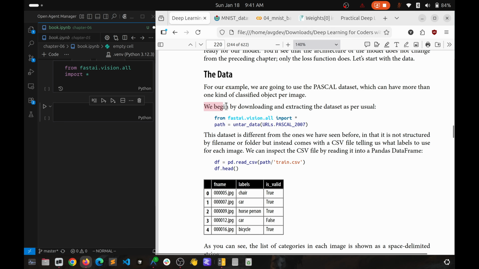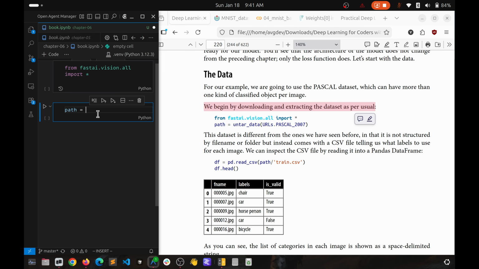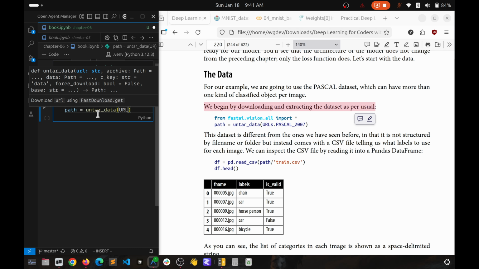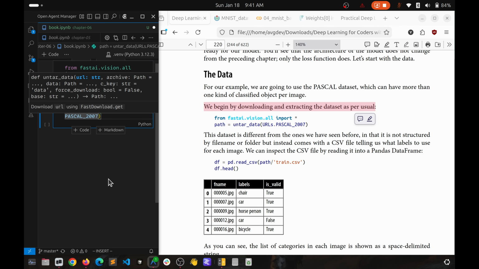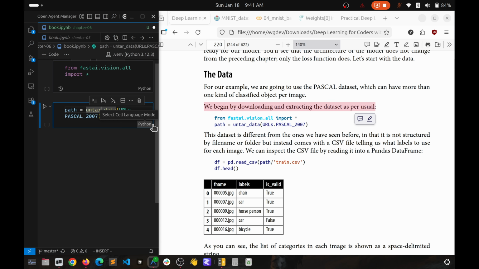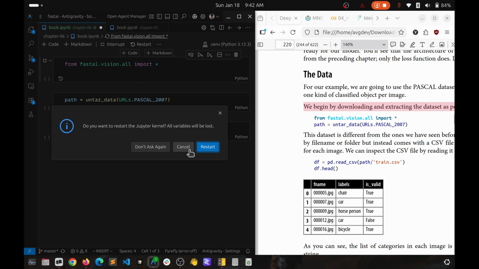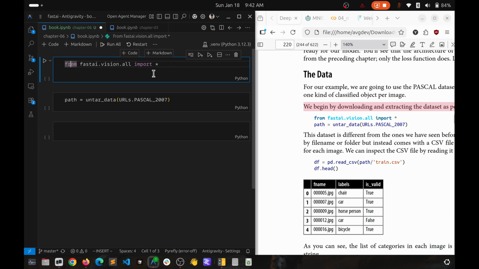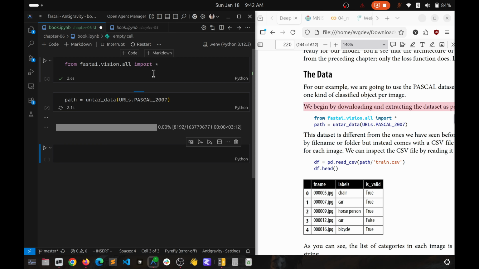So we begin by downloading and extracting the dataset per usual. So path equals untar_data, URLs.PASCAL_2007. So we run this one. We're still on pending for all of these. Let's just restart the kernel. Okay, let's run it again. There we go, that looks like it's doing something. Now it's downloading. Looks like a big dataset. Oh yeah, that is.